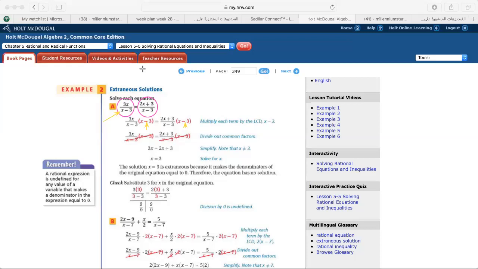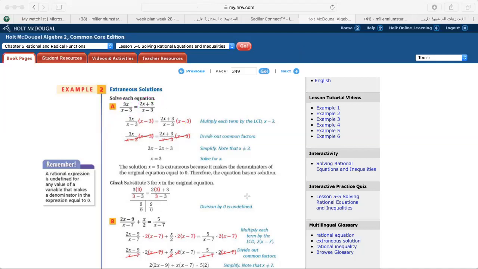The denominator is 0. So the solution, which is x equal to 3, is extraneous because it makes the denominator of the original equation equal to 0. Therefore, the equation has no solution. Check: substitute 3 for x in the original equation. You will get 9 over 0 on the left side and 9 over 0 on the right side. Division by 0 is undefined. Okay, girls? Division by 0 is undefined.